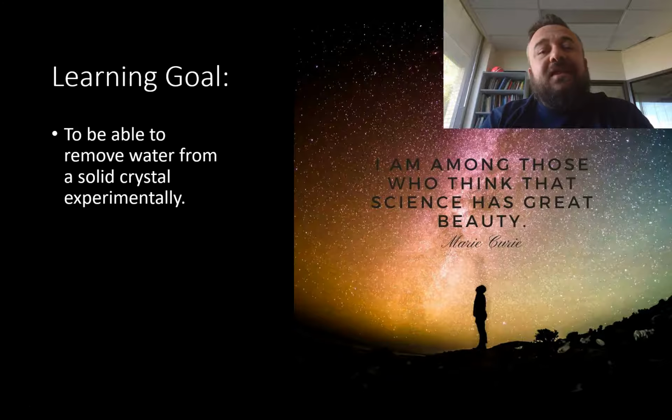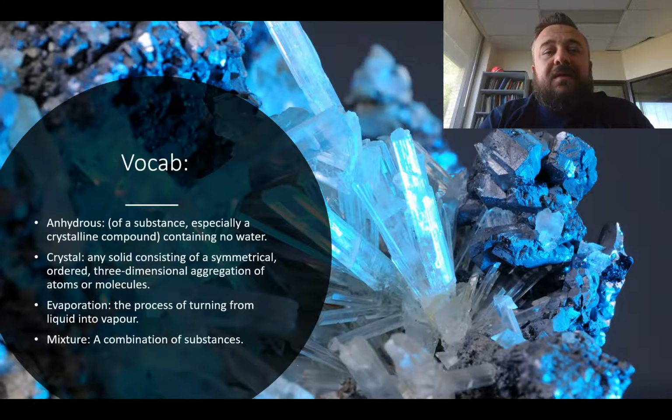So by the end of this, we want to be able to safely and accurately remove water from a solid crystal. One way that we like to talk about it is copper sulfate, but there's lots of different places where we can remove it from. So this is your vocab. If I could just get you to pause the video here and we'll come back to it when we're done. But there's how you've got this to refer to as we move forward throughout the lesson.